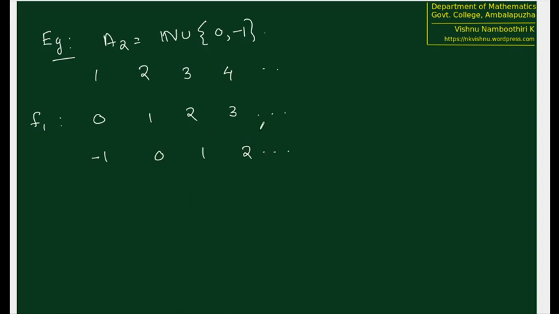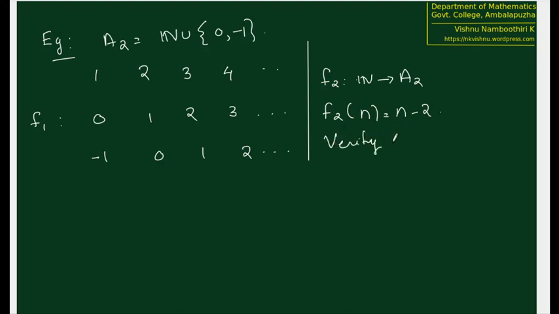So how do we define f2 here? F2 is defined from N to A2. Bringing one more position to the left, 1 is now going to minus 1, 2 to 0. So we are subtracting 2, therefore f2 of n is equal to n minus 2 is the definition, and it can be verified that it's 1-1 and onto. So up to here it's fine.